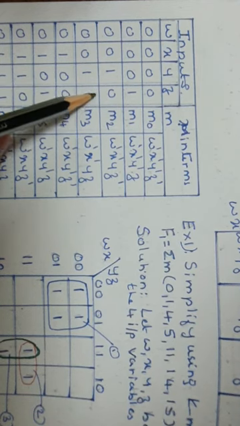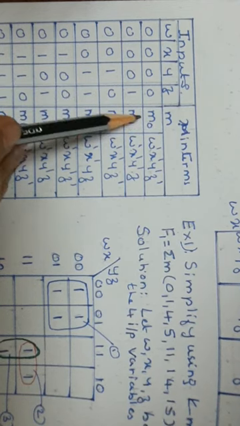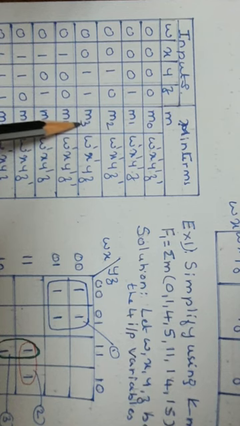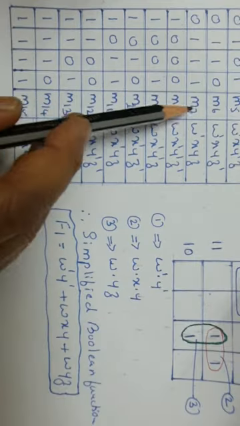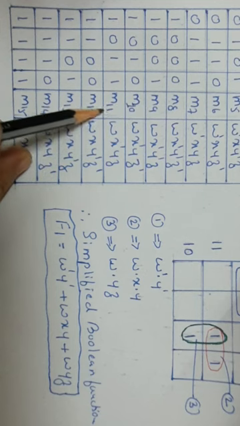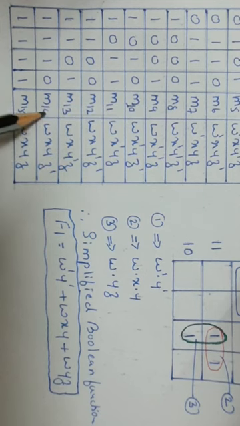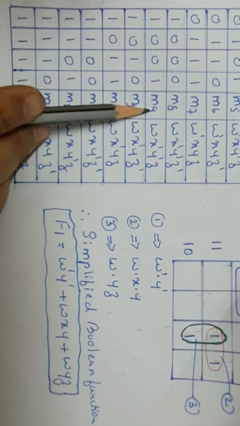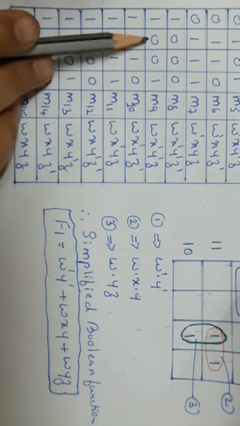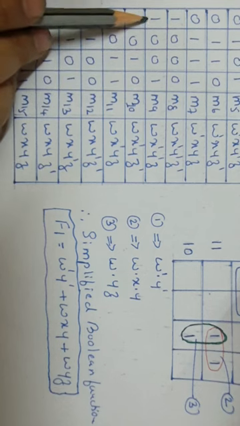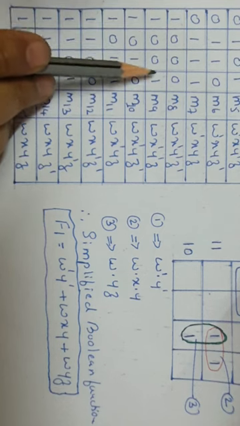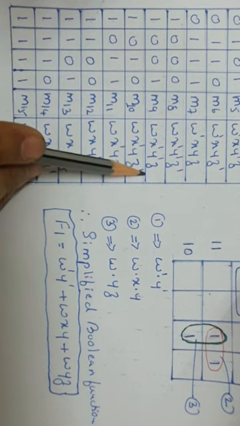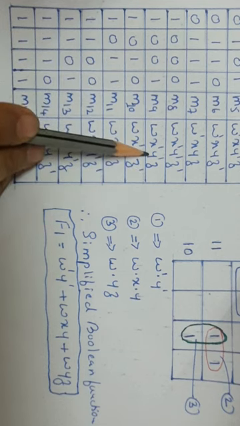This way all the minterms starting from M0, then M1, M2, M3, M4, M5, M6, M7, M8, M9, M10, M11, M12, M13, M14, M15 can be written. So what is M9? 9 in decimal is 1001 in binary. When we write this in terms of input variables, it is W X' Y' Z. These are the two ways of writing a minterm.